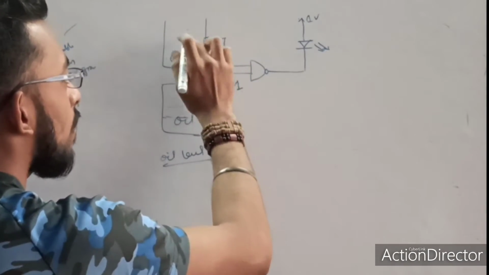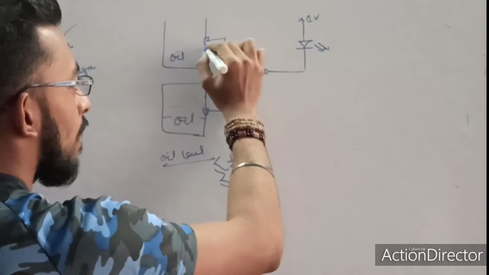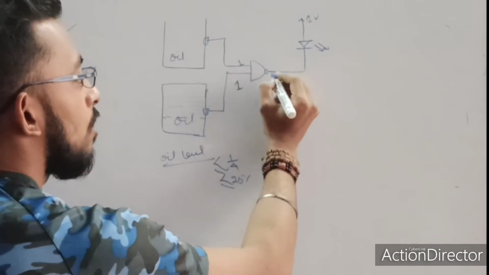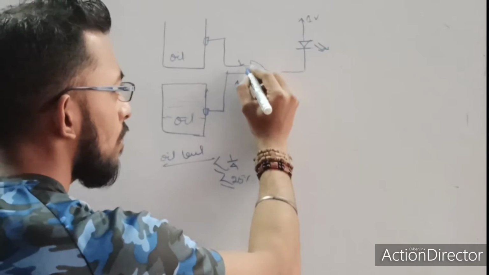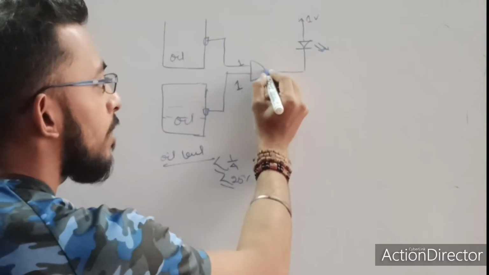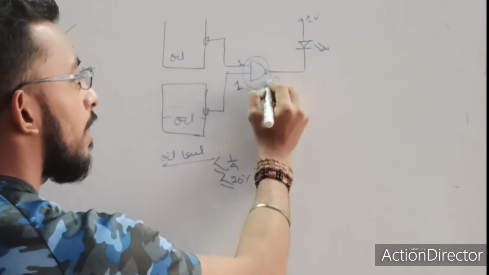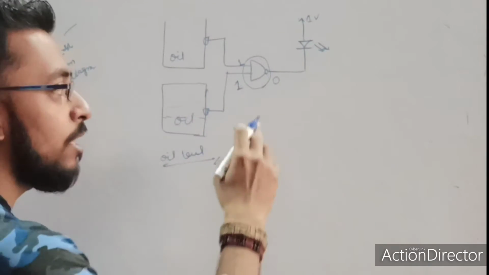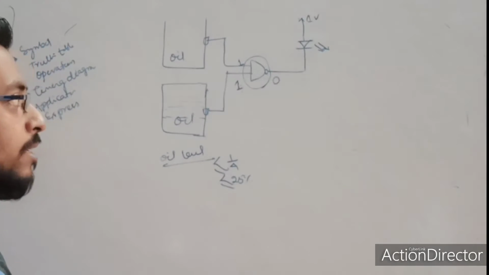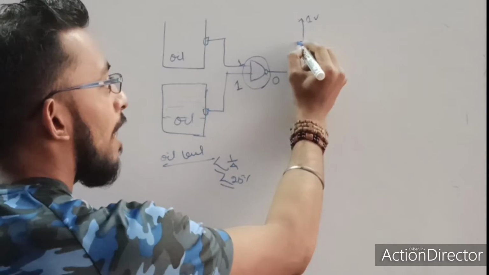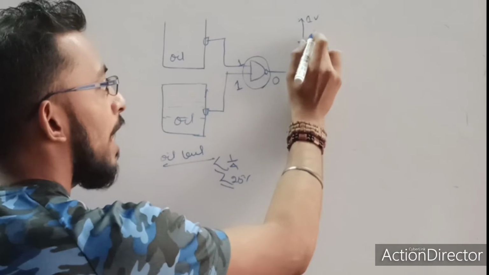Similarly, the second oil container will give the same. When the level is less than 1/4, it will give me a value 1. So what will be the output? 1 and 1 means 1, and because of the bubble, it will give me a value 0, because this is the NAND gate. When both inputs are 1, my output will become 0. 0 means you can see now this LED, light emitting diode, will glow.